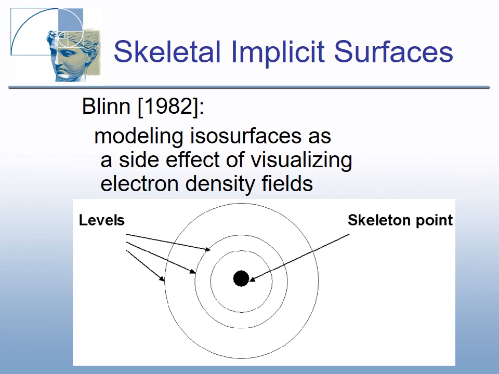The idea of skeletal implicit surfaces was brought to computer graphics from physics. Imagine a point in space with a source of some scalar field, for example, temperature. Such a point is called a field source or a skeleton point. In the blobby model proposed by Blinn in 1982, an electron density field was used by analogy. The surface of the equal field value for the given threshold is a sphere, as shown in the image. Different values or levels correspond to different spheres.